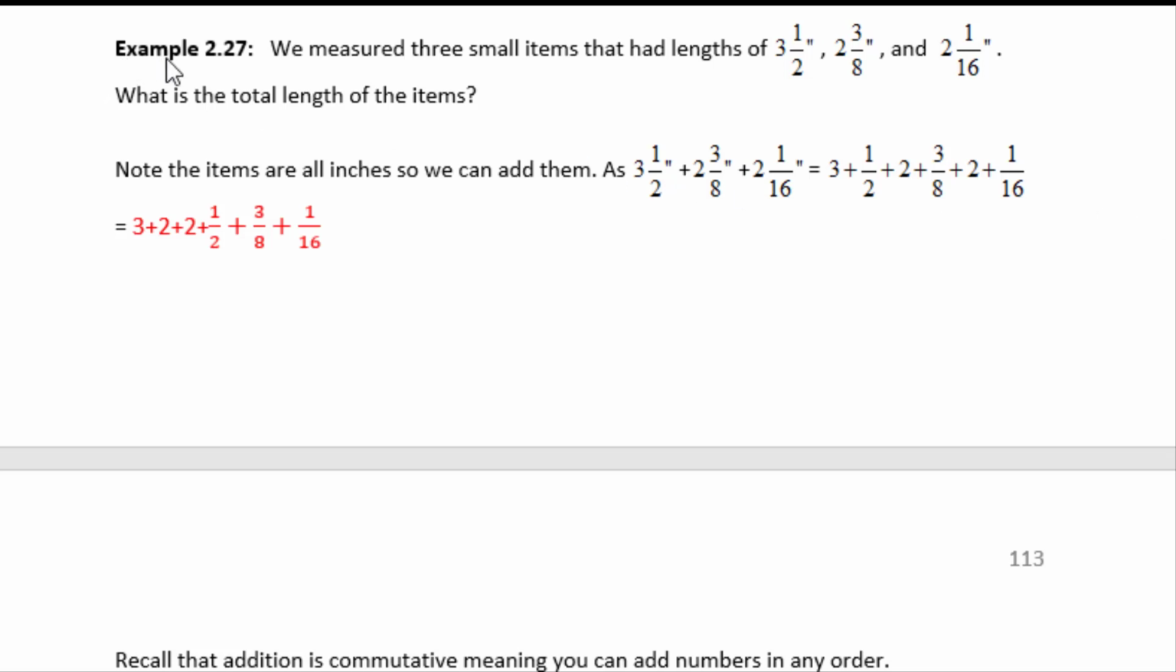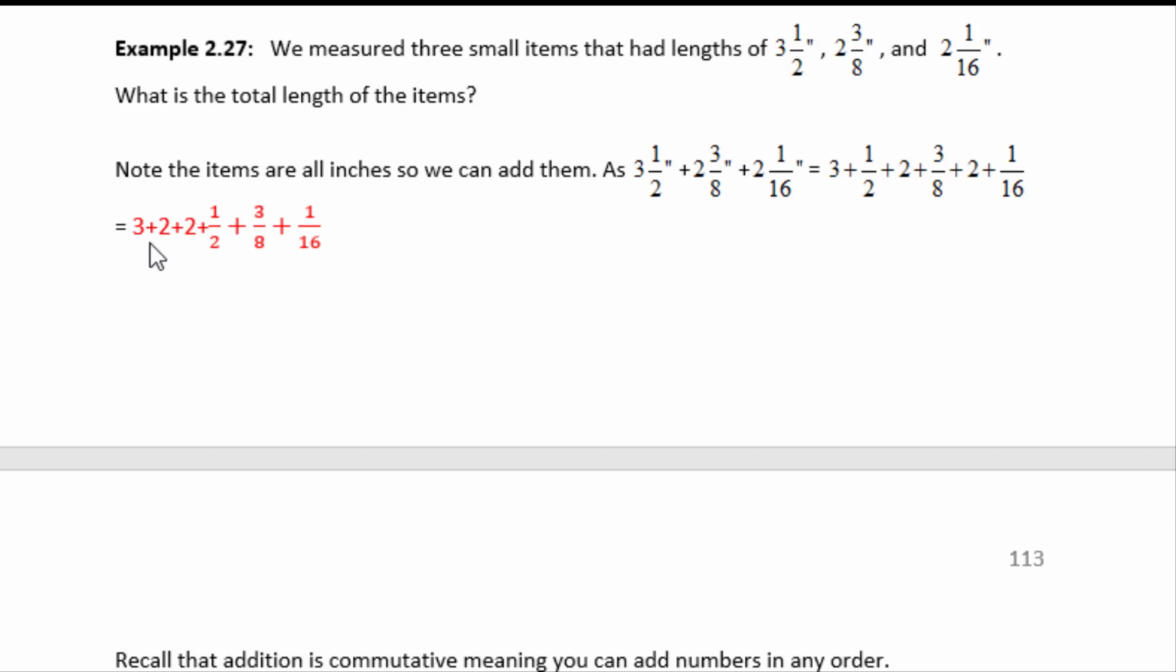So we're just going to discuss 2.27, which is part of the reading, correct? So we measured 3 small items, and they had these different lengths. All right, what's the total length of the items? So recall that if you have two numbers, right, a 3 and a half, and you have place values for each one of them. So they're put together with addition, right? So I have 3 plus 1/2 plus 2 plus 3/8 plus 2 plus 1/16.